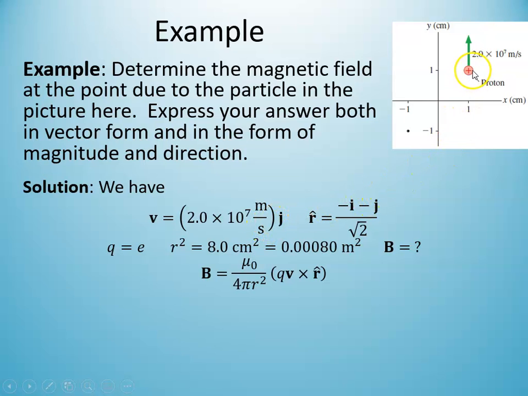And r hat, our unit vector, well, how do you get a unit vector? You draw a vector from the point to where you are and divide by the magnitude of that vector.